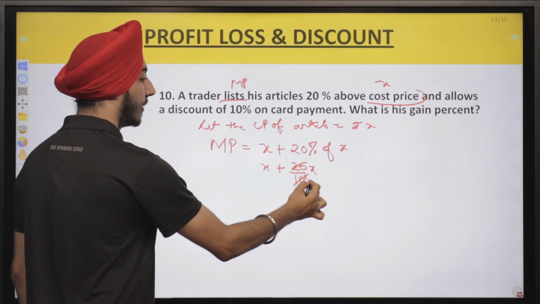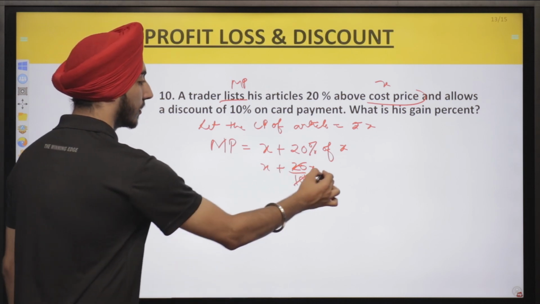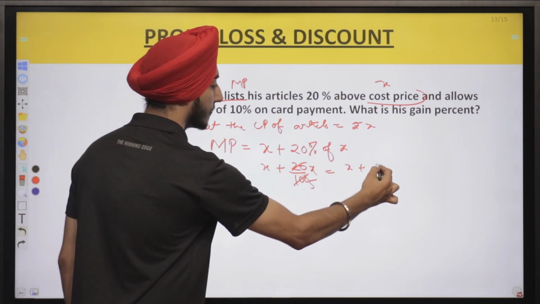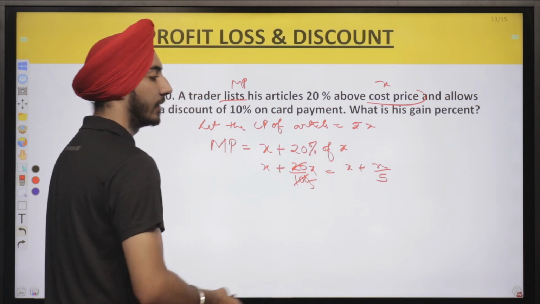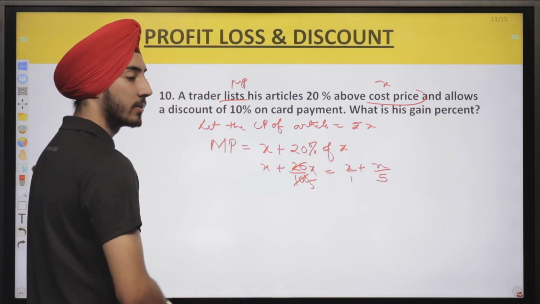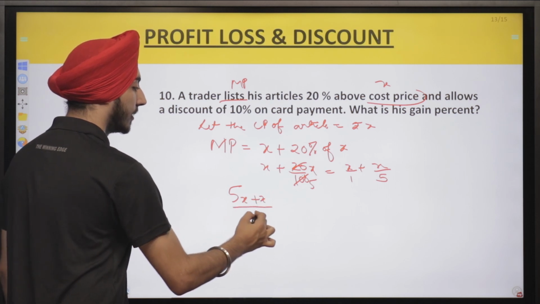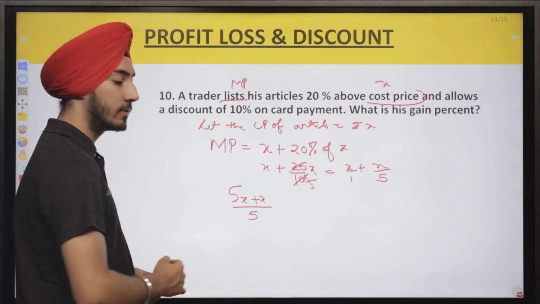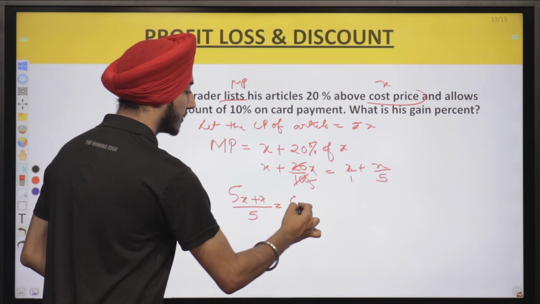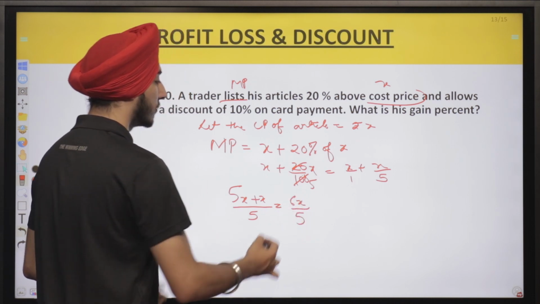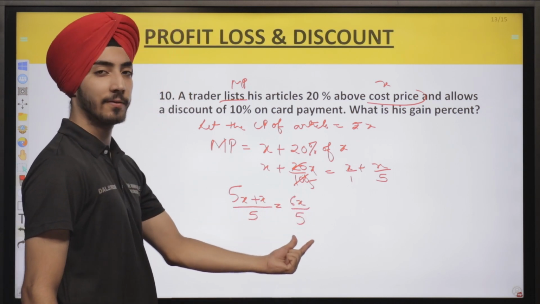20 ones are 20, 5s are... So you have here x plus x upon 5. Now 5 will be the LCM. So this will give us what? 5x plus x upon 5, which is 6x by 5. So the mark price is 6x upon 5.